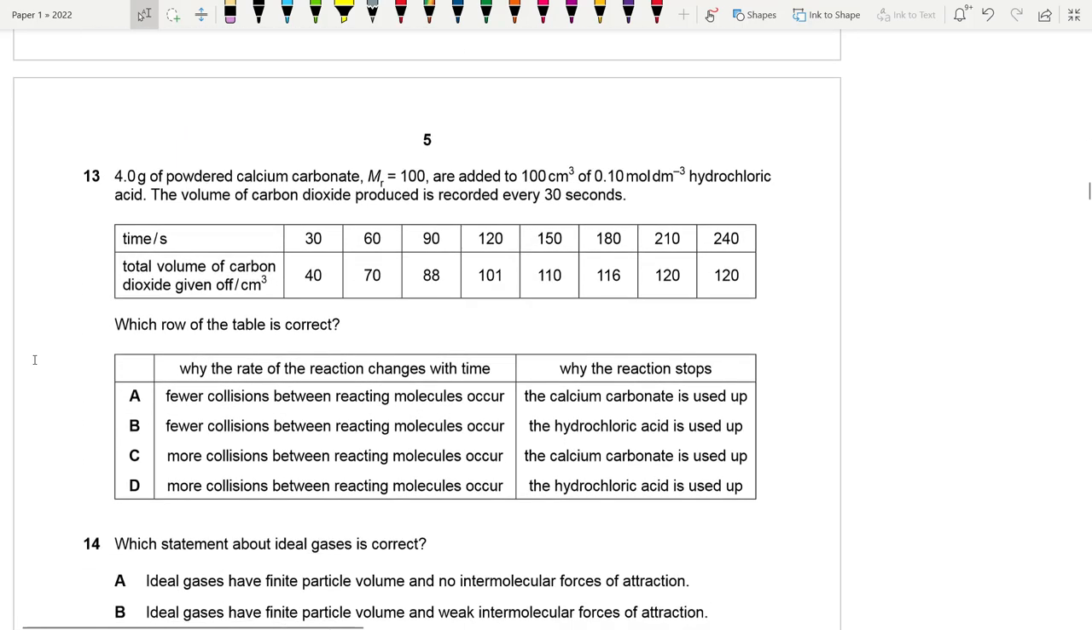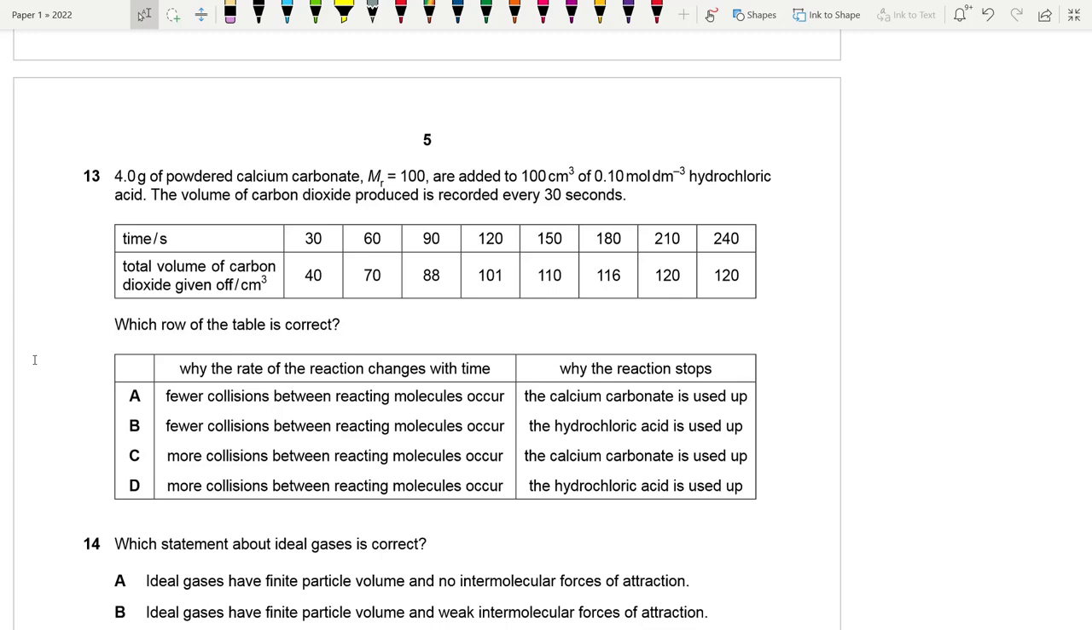13. 4 grams of powdered calcium carbonate are added to 100 cm³ of 0.1 mol per dm³ hydrochloric acid. The volume of carbon dioxide produced is recorded every 30 seconds. Which row of the table is correct? Why does the rate of reaction change with time?